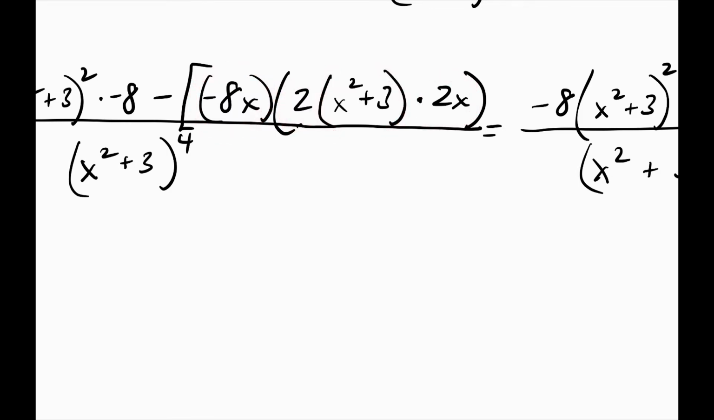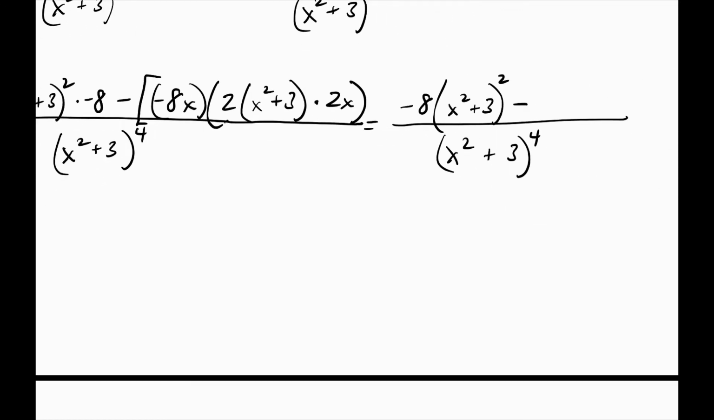You can do a lot of things here. You can multiply these two or these three first, and then distribute whatever you get. Or you can distribute now and multiply with everything else. It's up to you. Since these are all coefficients, I'm going to multiply those three together. What I get is negative 32, and then x squared plus 3.